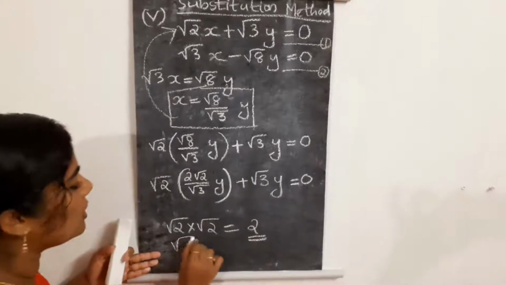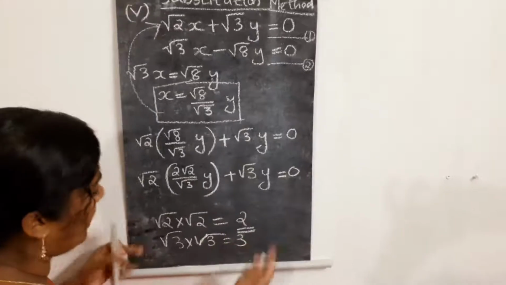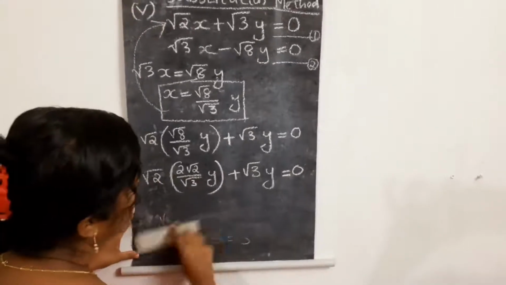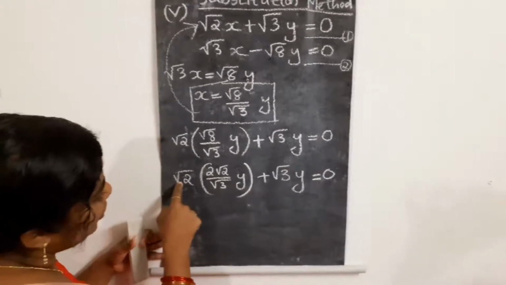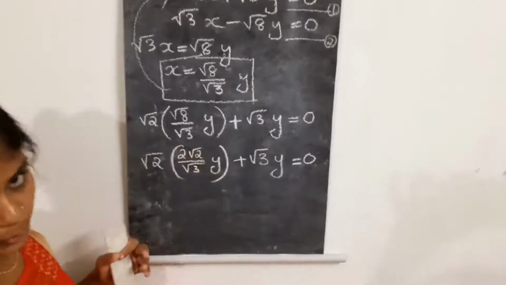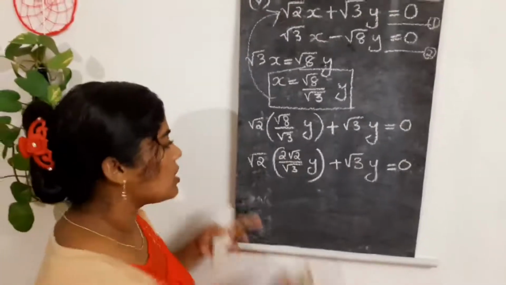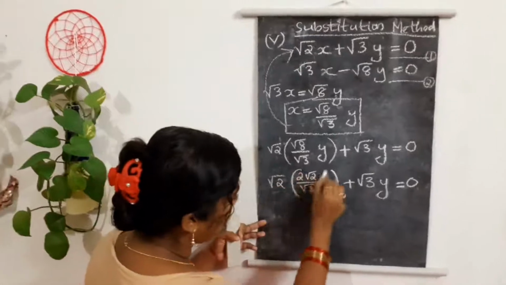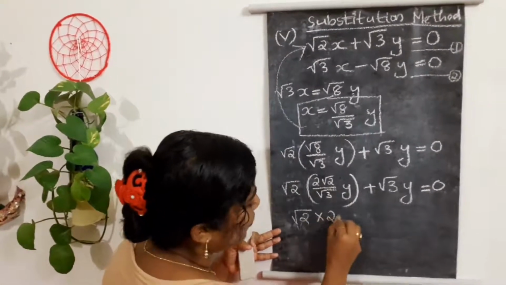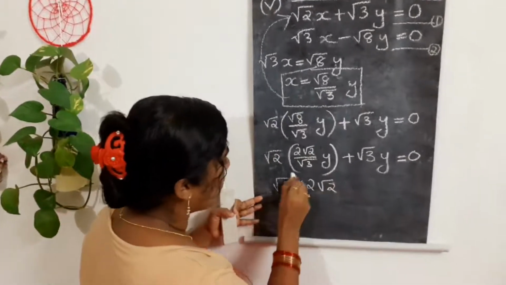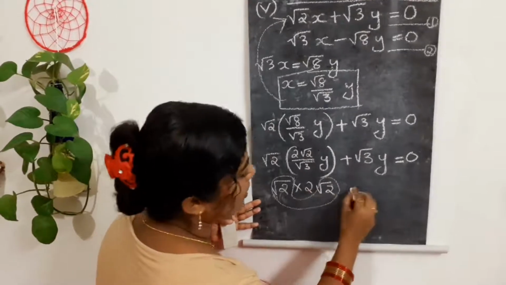Like that, if it is root 3 into root 3, your answer will be 3. So the next step I am going to write is this: root 2 into root 2 will be 2. That 2 multiplied with 2, you will get 4. So what happened here is, see this part, root 2 into 2 root 2. The two root 2's give 2, and 2 into 2 is 4.